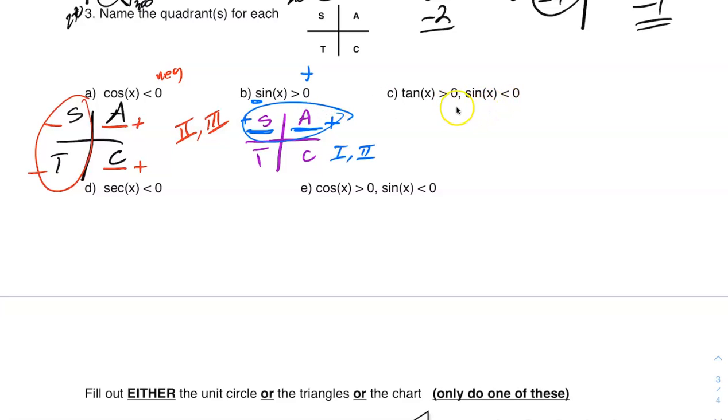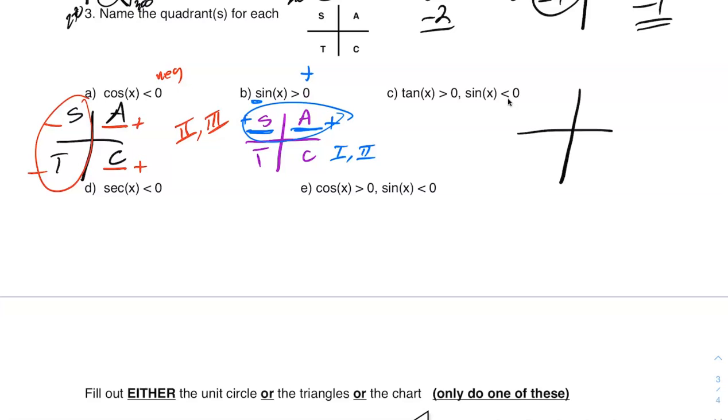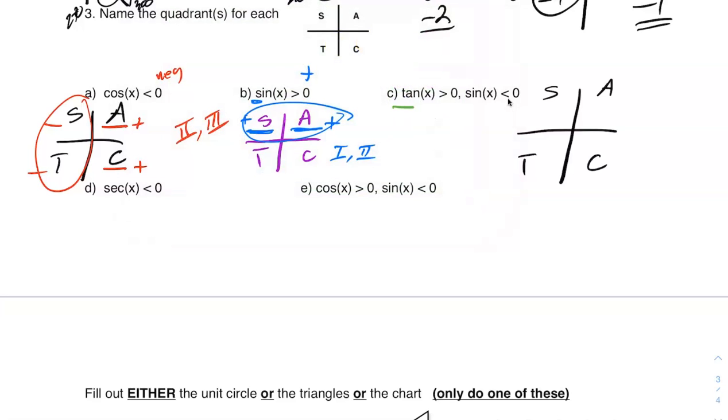This one wants both. It wants where tan is greater than 0 and where sine is less than 0. So I'll just draw one like this. Let's start, I'll do tan in green. Where's tan positive? Well, everything's positive at A, and tan's positive at T. So that's where tan's positive, these two, A and T. Tan will be negative at S and C, but I'm asking for positive. So I'll say this one and this one.